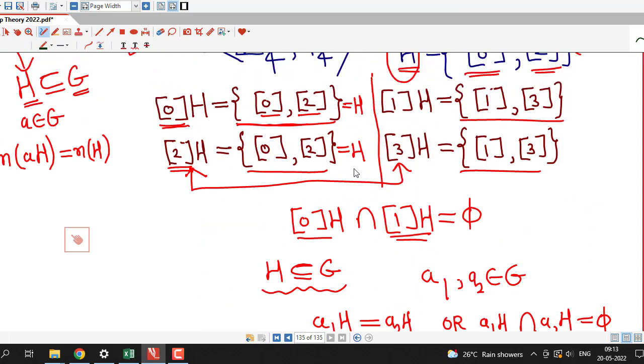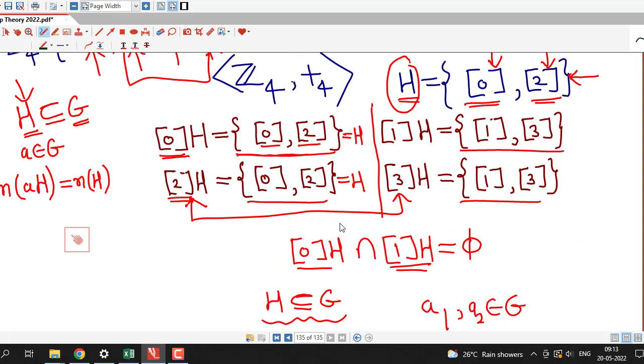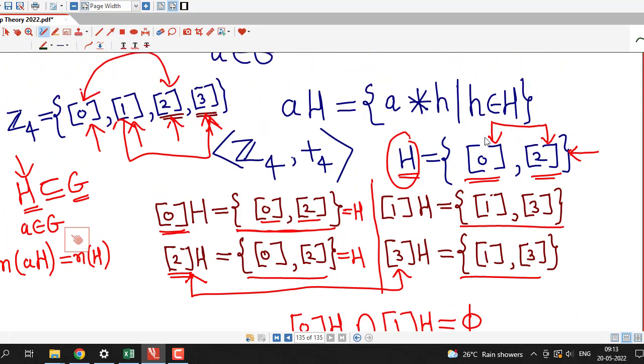We will remember all these properties that will help us in writing all the left cosets of a given subgroup, and that will save our time also. So whenever we are writing the left cosets corresponding to the elements of a given subgroup, then that left coset is always equal to the given subgroup. Here 0 is an element of H, therefore the left coset corresponding to equivalence class 0 is the subgroup itself. Similarly, the left coset corresponding to equivalence class 2 is also the subgroup itself.